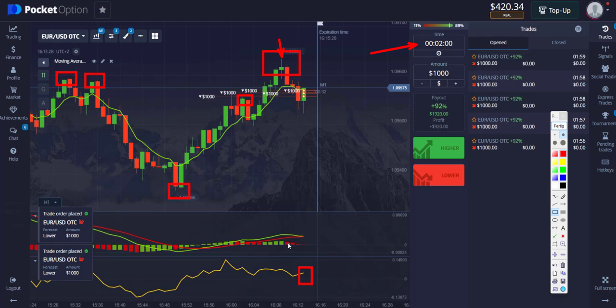If we look at the MACD indicator candles, we will see that there is a contraction of the candles from large to small, and this indicates that the market has begun to turn downward, and now we wait for the end of the trades.